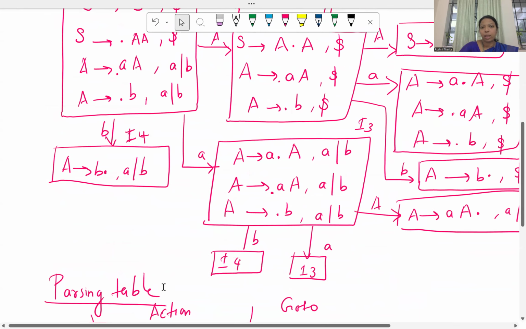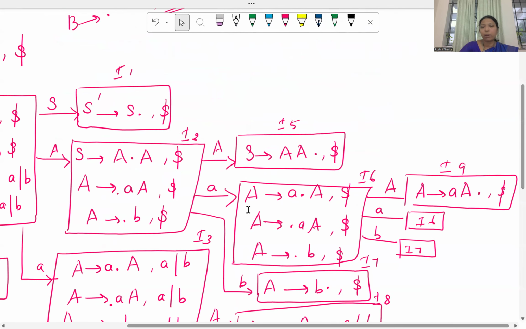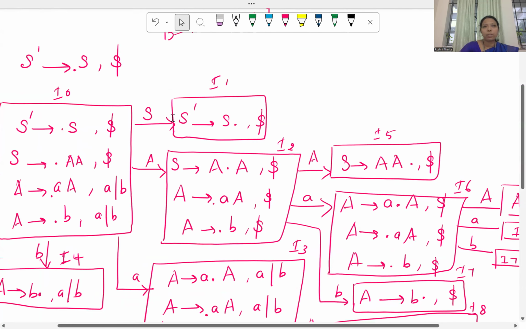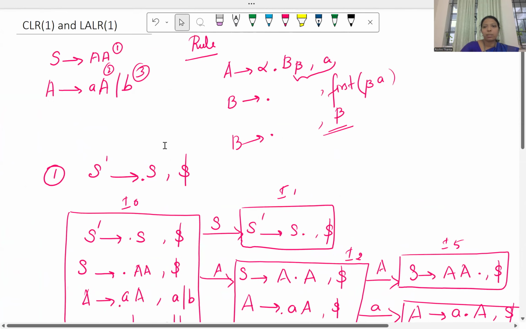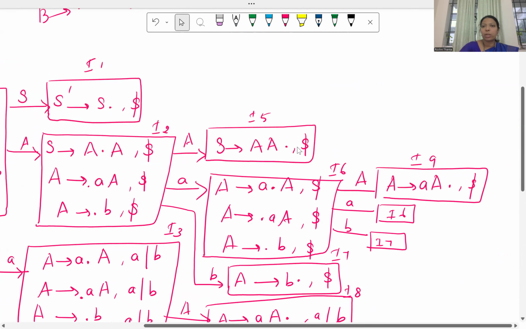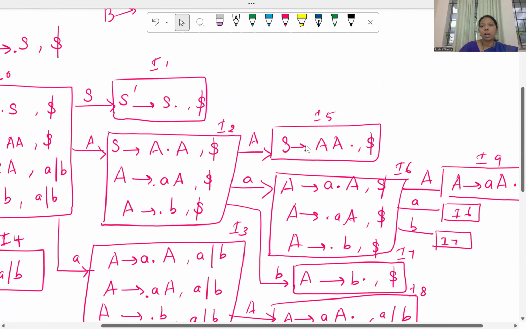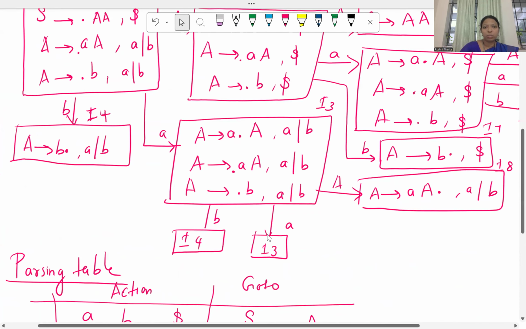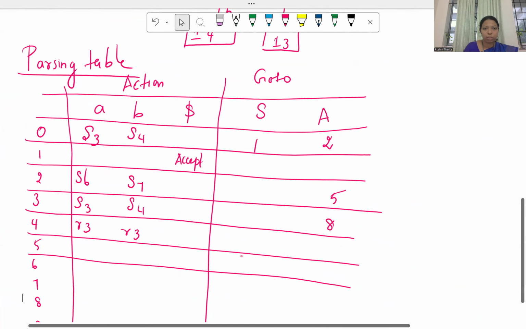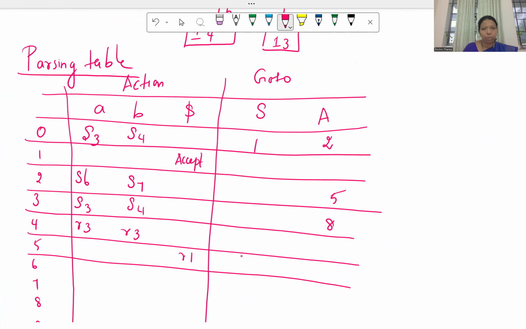So what is there in the I5? I5 is again a final state. So what is the number of it? Yes, A is the first production number. So in the place of the look ahead, we have only dollar. So in the place of dollar, we have to write R1. That's it. There is only one production, and that is a final state. So we're done with that.